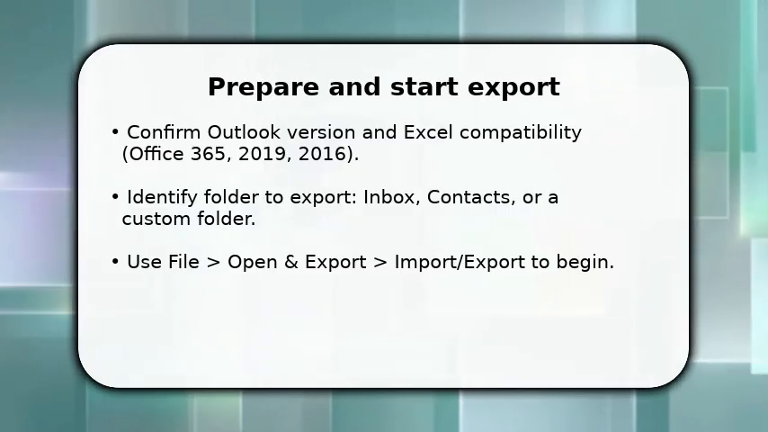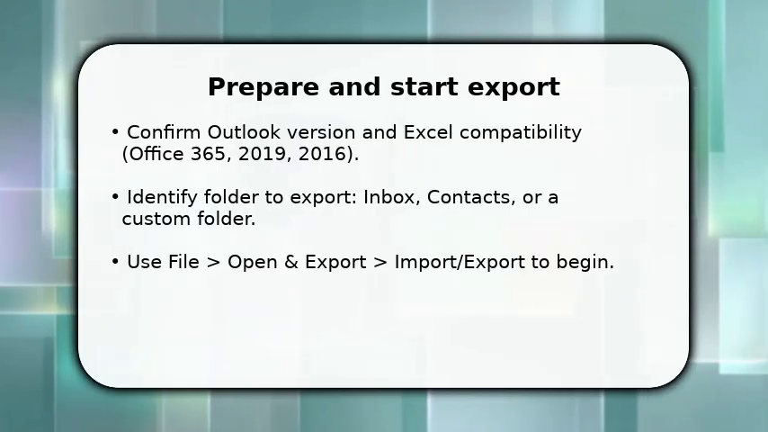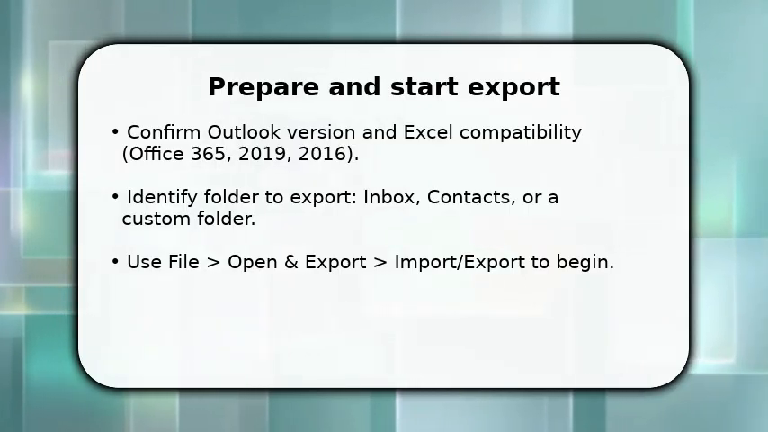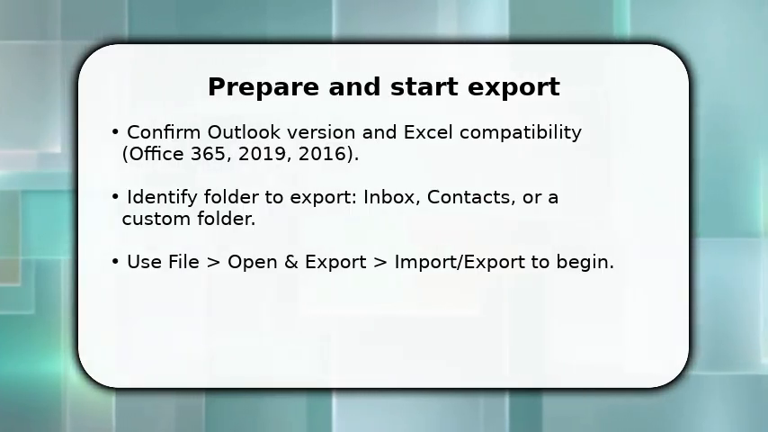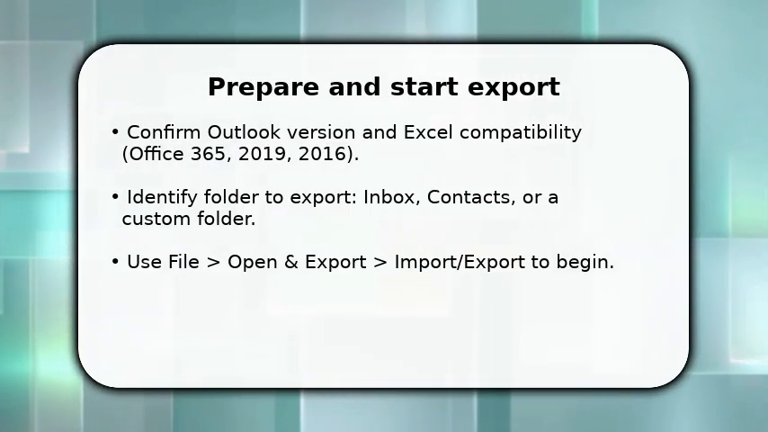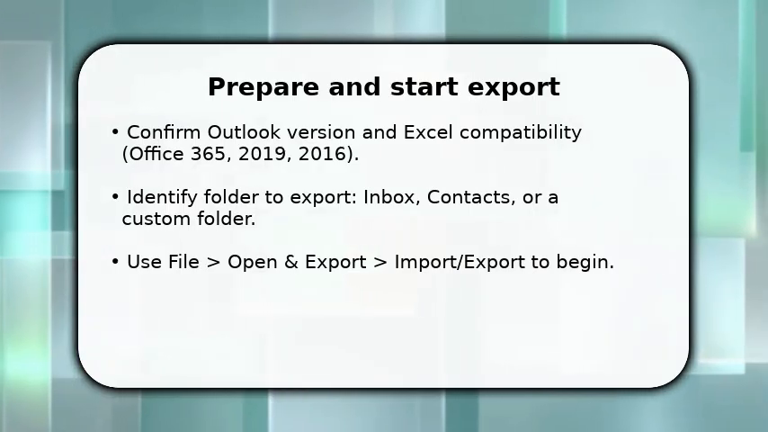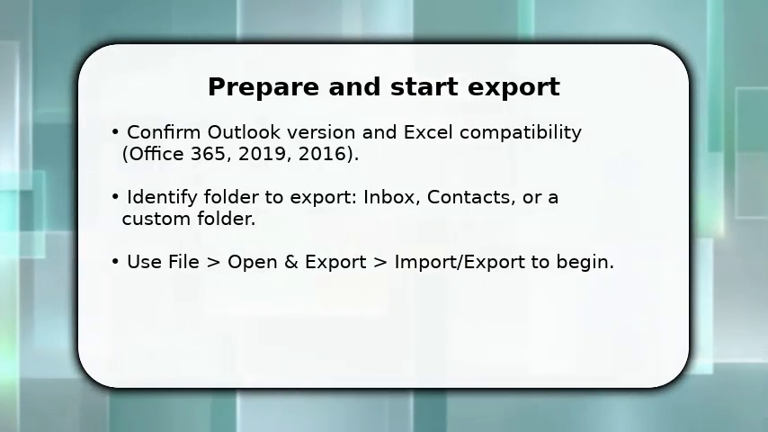You start by confirming Outlook and Excel versions so the export will open correctly. Once done, pick the exact folder you need, inbox for messages or contacts for addresses. Open File, choose Open and Export, then Import/Export. This kicks off the process.